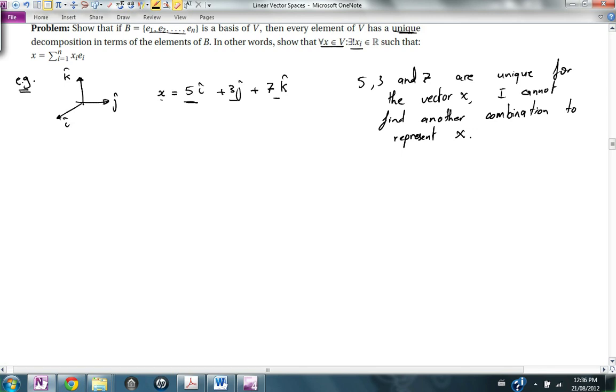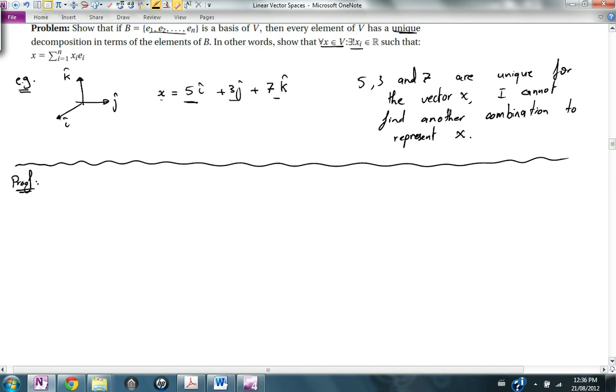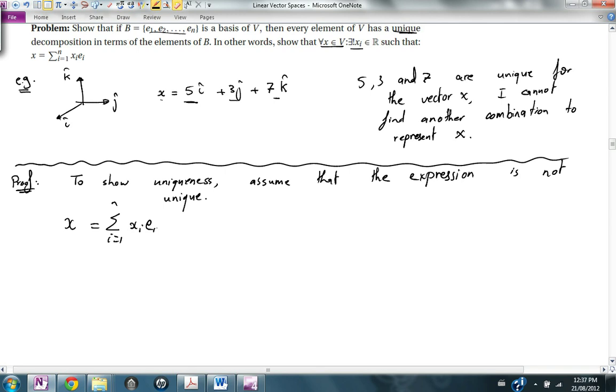So now we need to prove this result for any linear vector space. So this is the proof. To show uniqueness, we first assume that the expression is not unique. So we assume that x is equal to the sum from i equals 1 to n of xi ei, which is also equal to the sum from i equals 1 to n of yi ei, which means we found two combinations of numbers. The combination one is xi and another combination yi, both represent x.